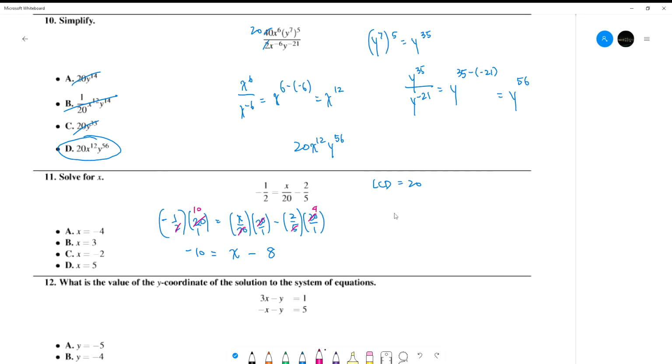Does that make sense? So now I add 8 to both sides, right? So I get negative 2 is equal to x. And that is answer C. Any questions? Okay.